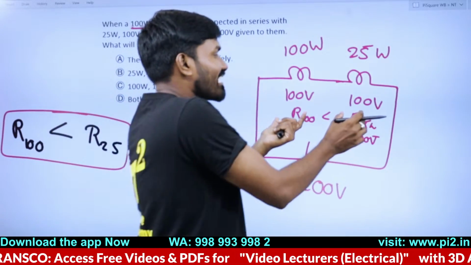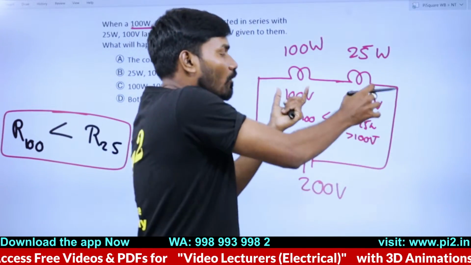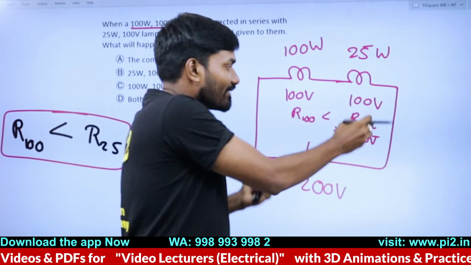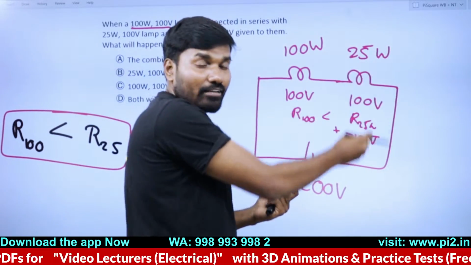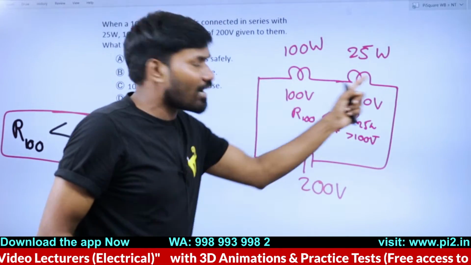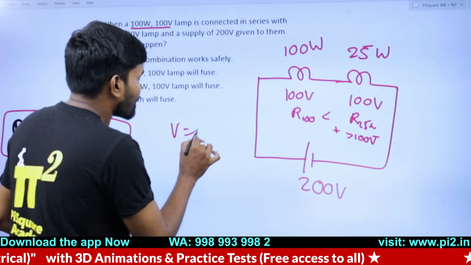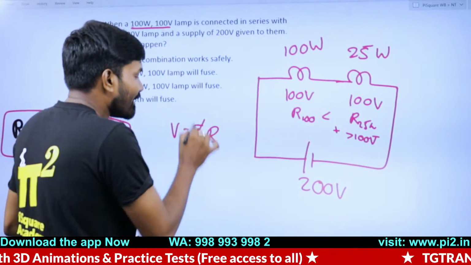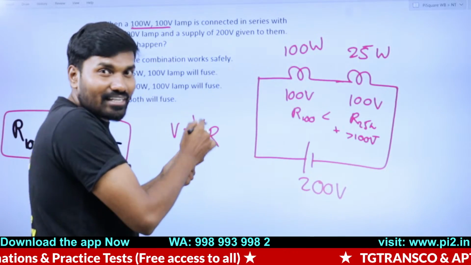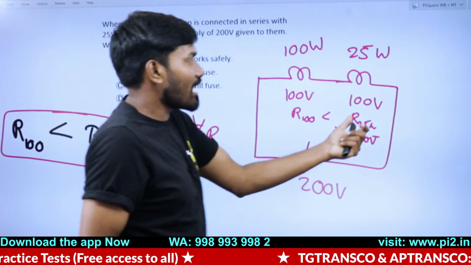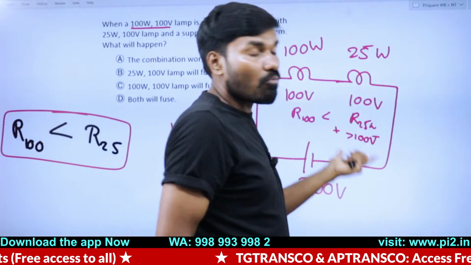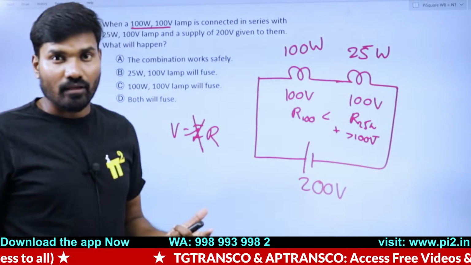Because if the resistances are equal, the voltage will divide equally, 100 and 100. But this has more resistance. For the same current, according to Ohm's law, V is equal to I into R. If current is the same, voltage is proportional to resistance. Higher the resistance, higher the voltage. So this voltage is more than 100 volts.